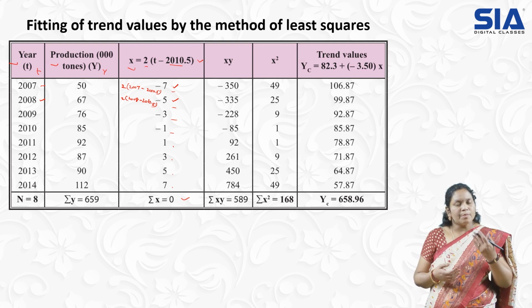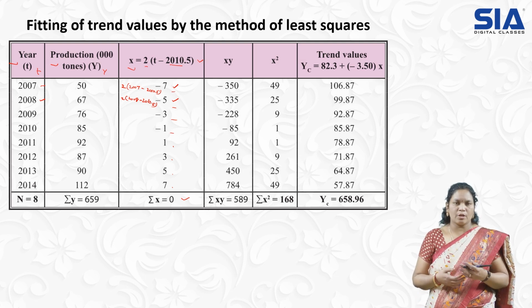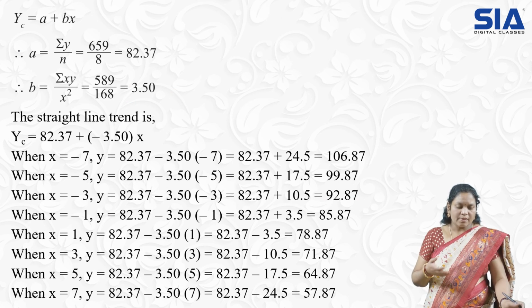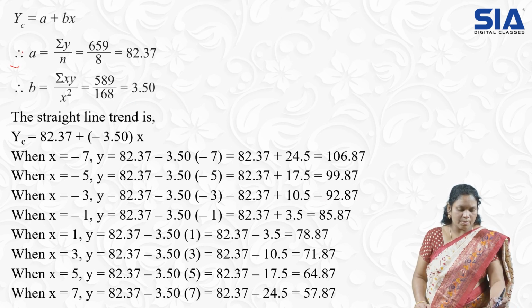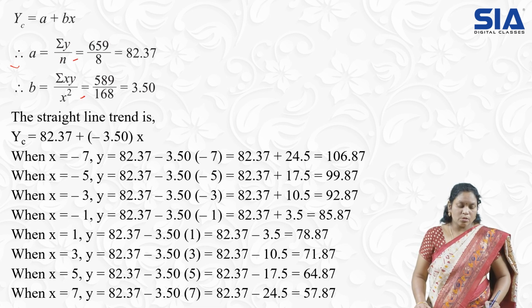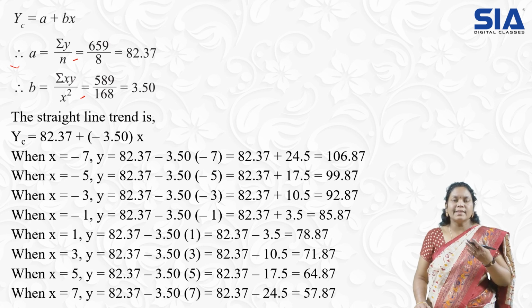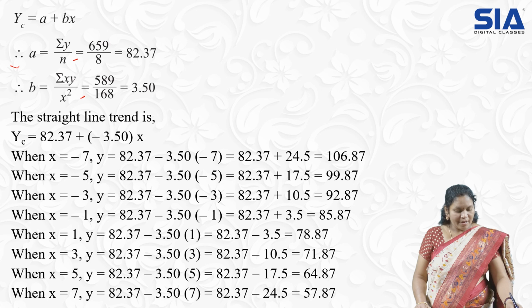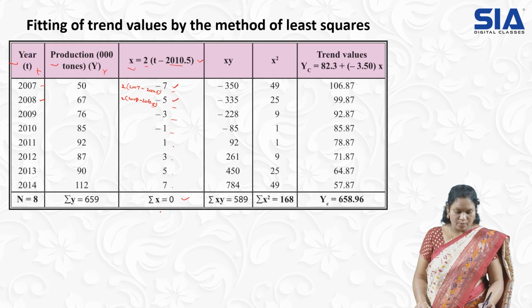So whenever you get summation x as 0, only then can we proceed with this shortcut method. So here, check it out: a is equal to summation y by n, and b is equal to summation xy by summation x square. To utilize these two formulas to get a and b values, we have to get summation x equal to 0.